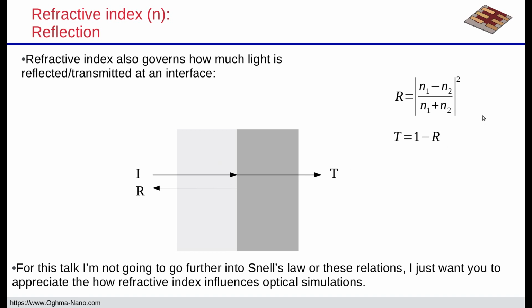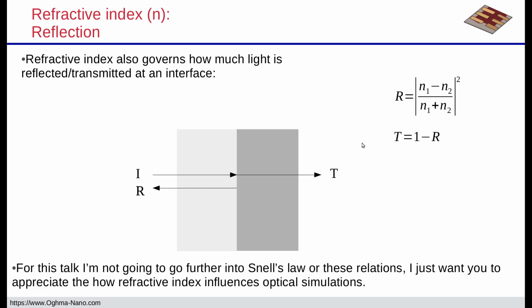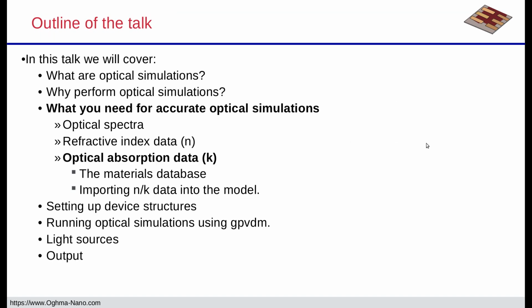I'm not trying to give you a course on electromagnetics here, I'm just trying to point out some things where refractive index is important. So it's important to control how much light is transmitted and reflected at various layers. So now let's look at the absorption spectra. So that's n, which is important, and let's look at the absorption spectra.